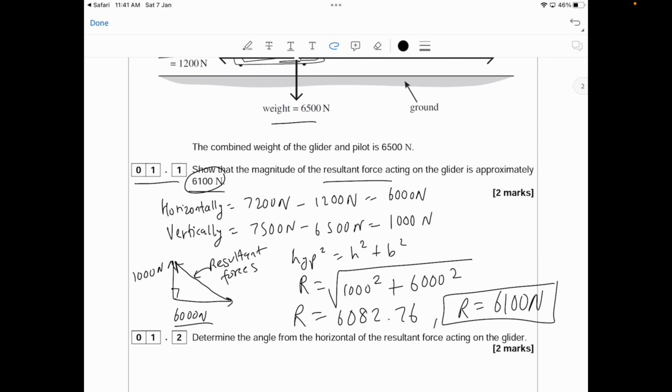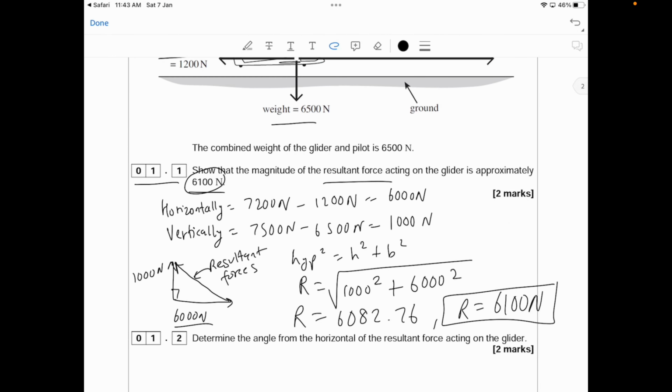So we are showcasing that the resultant force is equivalent to 6,100 newtons. Okay, so let's move on to the next question. Question 1.2 states that we have to determine the angle from the horizontal of the resultant force that is acting on the glider. So we have to understand this question.